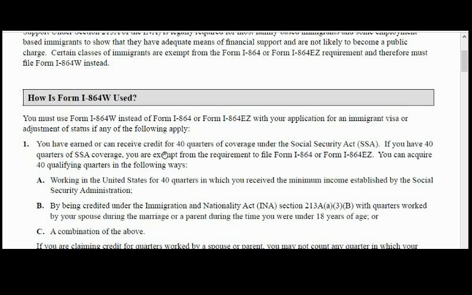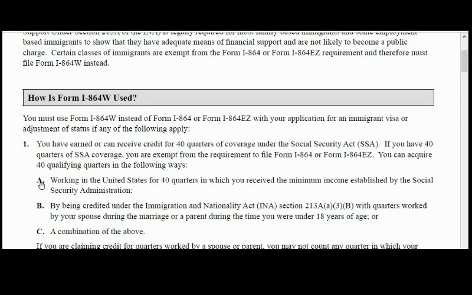So basically, if you are somebody who can prove that you have credit for 40 quarters of coverage under the Social Security Act, 40 credits is equivalent to 10 years of work in the United States of America. Okay, if you can prove that you have that credit, then you don't have to fill out form I-864 or form I-864EZ. This is what this section is about. So how can you acquire those 40 quarters?